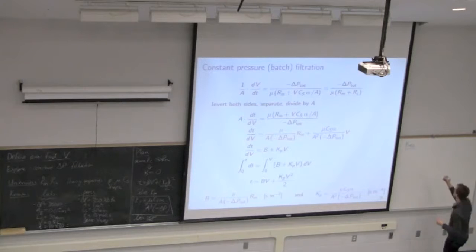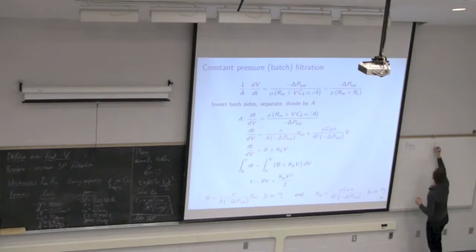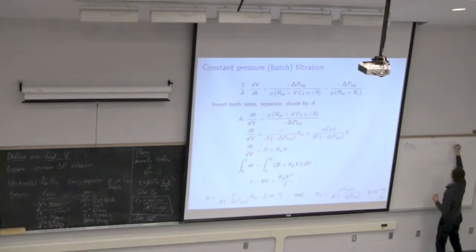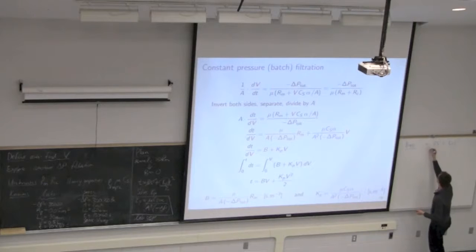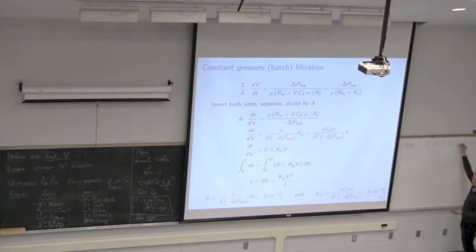Same equation, t equals BV plus Kp V squared over 2. Again, assume the medium's resistance is negligible, so the medium disappears. The t, we have 15 minutes. The volume is what we're trying to solve for. This is my search variable.